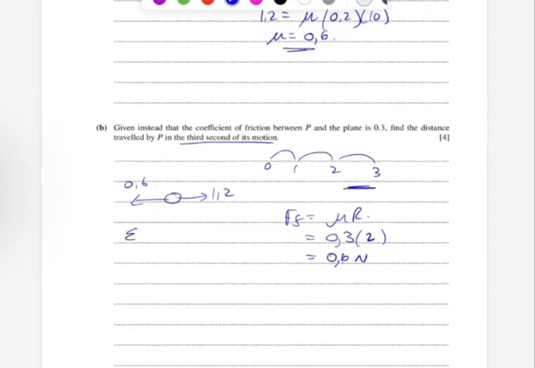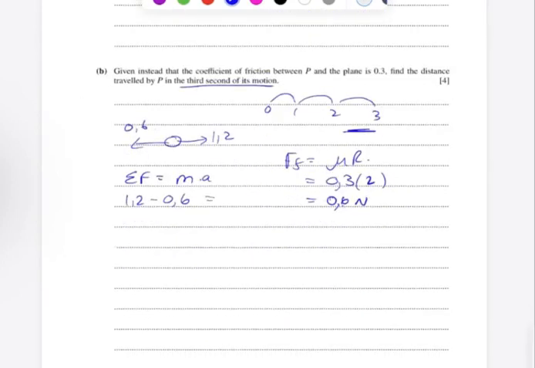So now we can work out our acceleration. So it's going 1.2 forward, 0.6 back. It has a mass of 0.2, and we can see what is our acceleration. 1.2 minus 0.6 divided by 0.2 is 3. Okay, so the acceleration is 3 meters per second squared.